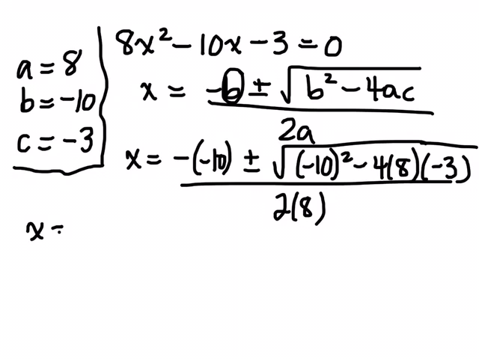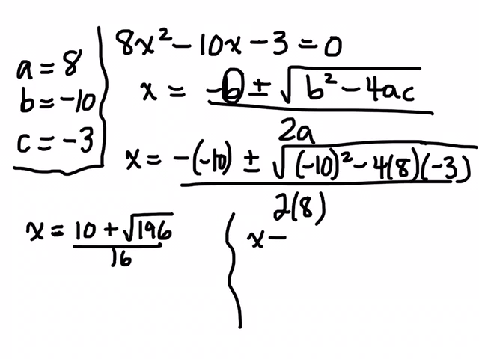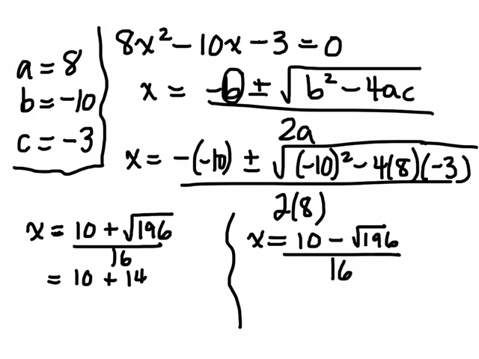So x is equal to positive 10 plus the square root of 196 divided by 16. And x is equal to 10 minus the square root of 196 over 16. So what is the final answer? What was the square root of 196? 14. So 10 plus 14 divided by 16, or 10 minus 14 divided by 16.